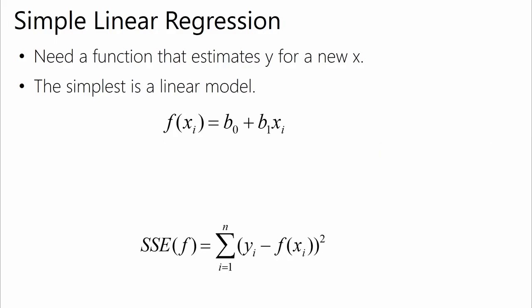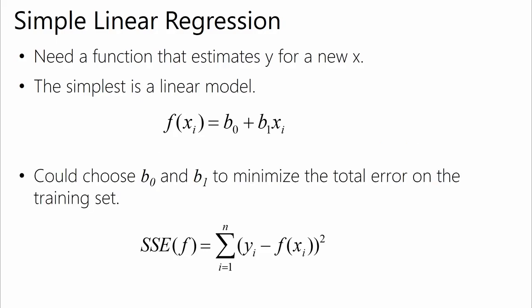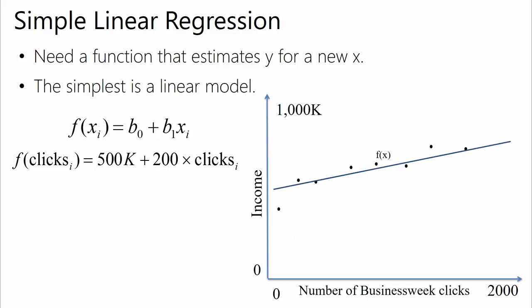Now remember, we want the sum of squares error to be small. So what we're going to do is choose the B0 and the B1 to minimize the total error on the training set. And that is the procedure of simple linear regression, least squares regression. So let's pretend I did this. And as it turned out, actually the model I had before wasn't so good. When I fit it to the data, I got this model instead. And this new model fits pretty well on the data that I have in my training set.